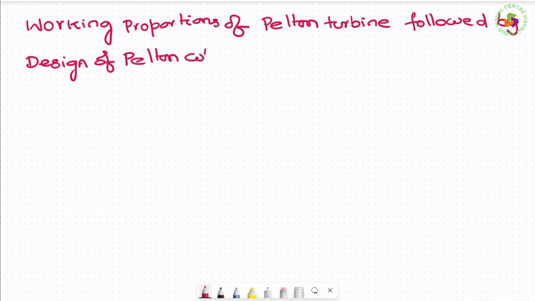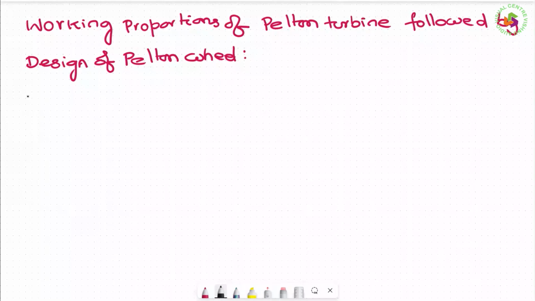Pelton turbine, followed by design of Pelton wheel. Kindly remember that design, in the sense, is only the hydraulic design. So what are the various things? Please follow the order.